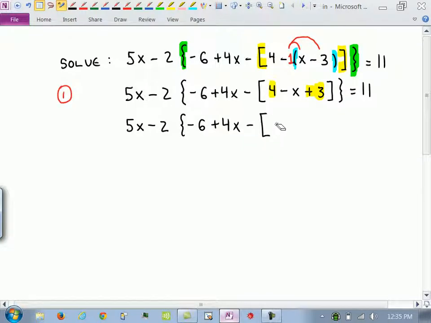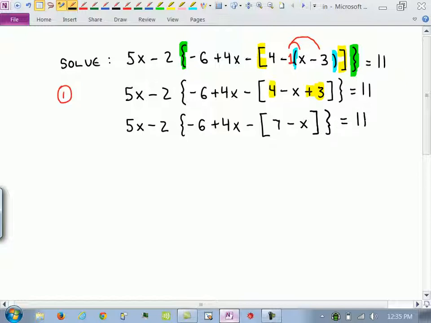Not 4. What should it be? 7 minus x. Now, if I didn't want to put 7 minus x, I could have put negative x plus 7. So it could be that, or it could be this underneath it. Either one. I'm going to prefer to just go with that one. I close off the bracket. I close off the brace.